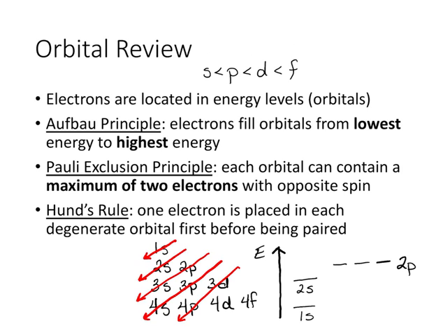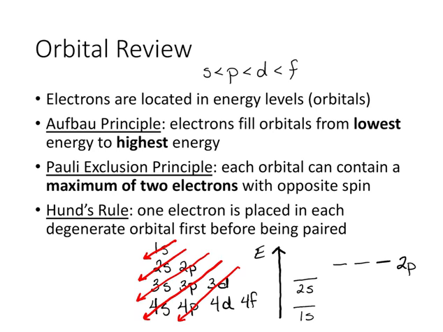Now, if we're filling out an energy diagram like the one I drew, also known as an orbital diagram, there are a few rules we have to follow. So the Aufbau principle tells us that electrons fill orbitals from the lowest energy to the highest energy. And then the Pauli exclusion principle tells us that each orbital can contain a maximum of 2 electrons with opposite spin. And then Hund's rule tells us that one electron is placed in each degenerate orbital first before being paired.